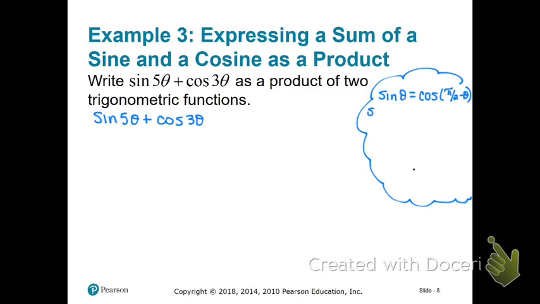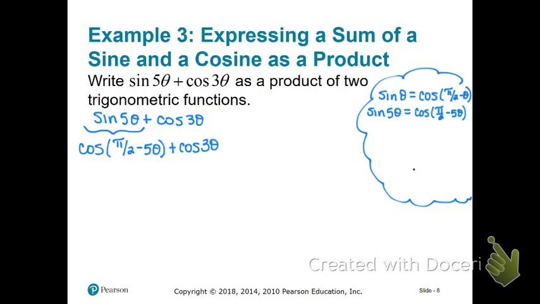So that means that sine of 5 theta will equal cosine of pi over 2 minus 5 theta. Does that make sense? And so since we know that, we can come over here now to our equation and change this. We know sine of 5 theta, we just said, is equal to cosine of pi over 2 minus 5 theta, plus cosine of 3 theta.